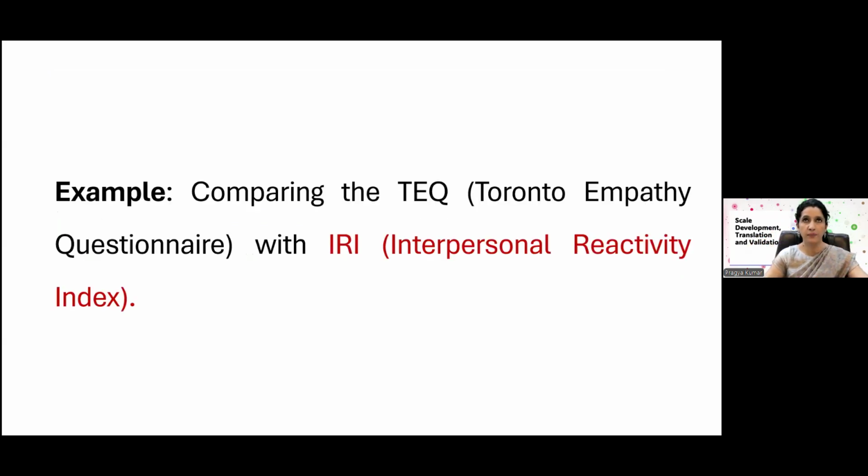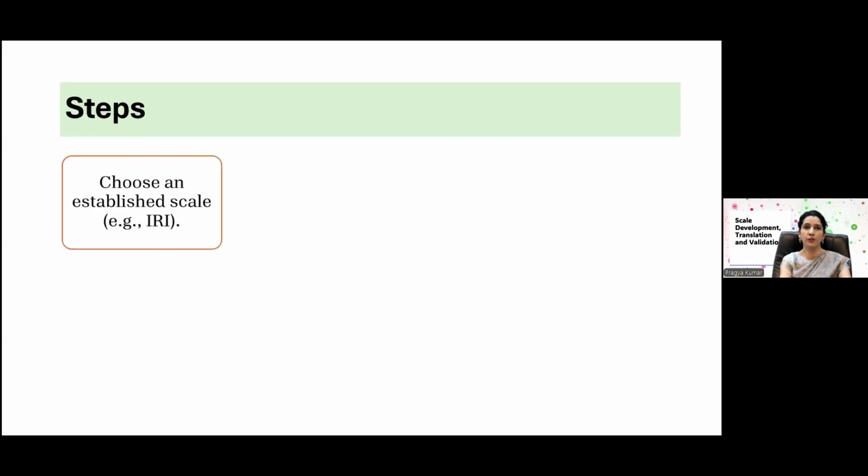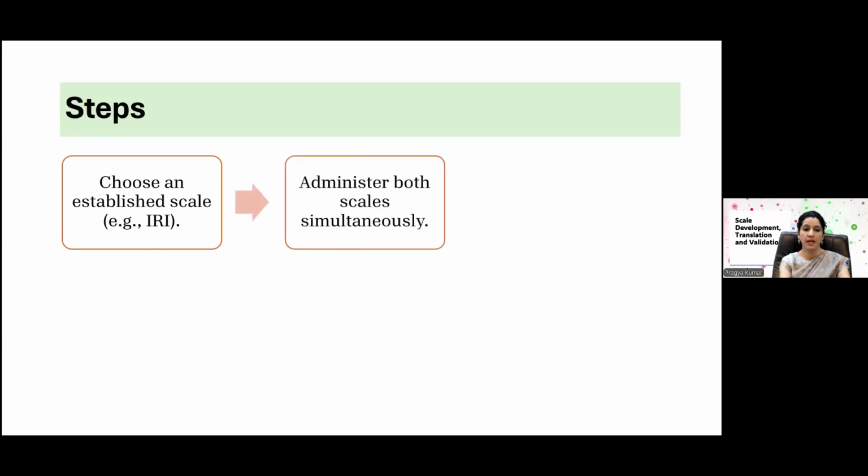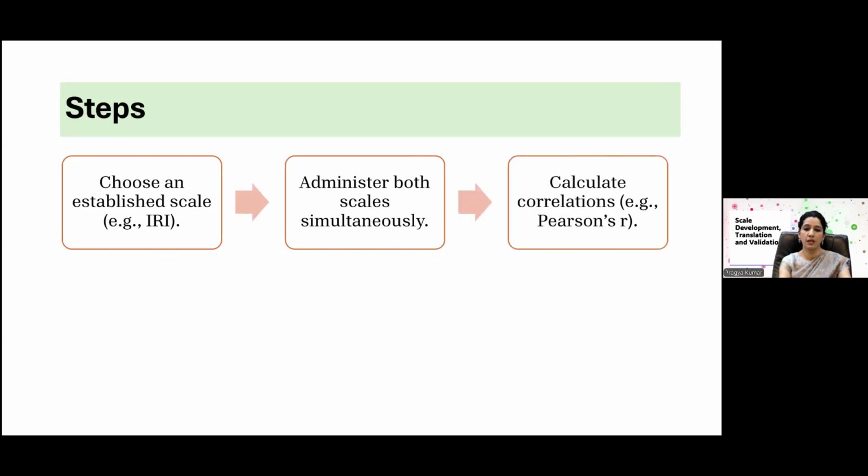For example, if you have to check the concurrent validity of the TEQ, which is the Toronto Empathy Questionnaire, then you can do it with another scale to measure empathy, which is the Interpersonal Reactivity Index. How will you do it? You will choose an established scale which is equally good, or if it is a gold standard, then that is very good. And then you administer both these scales simultaneously to the same individual, and then you calculate the correlation coefficient, R.